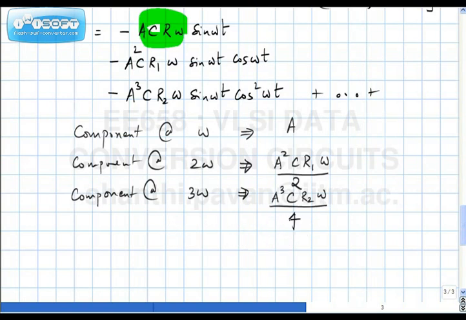And as we expect, the distortion terms are dependent on frequency. With the larger frequency, you get more distortion. With a larger amplitude, you get more distortion. The component of the second harmonic depending on A square and the third harmonic being dependent on A cube is something fundamental to all nonlinear networks.